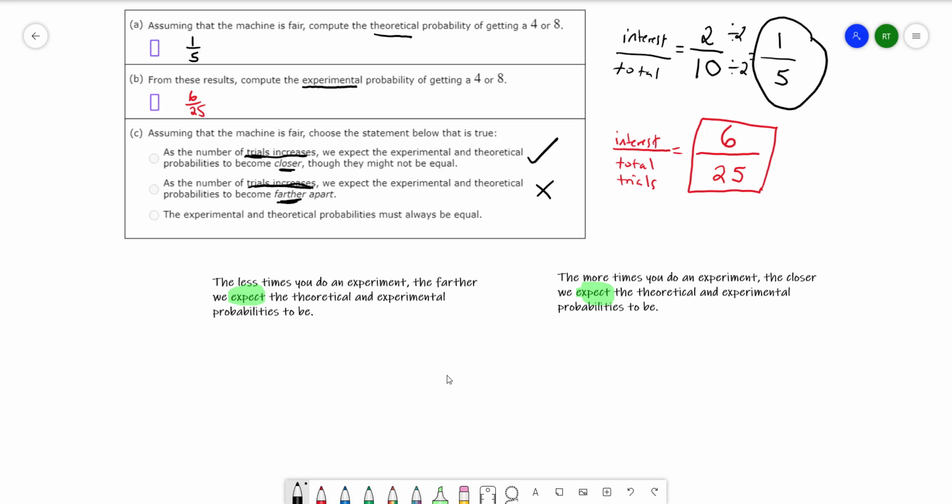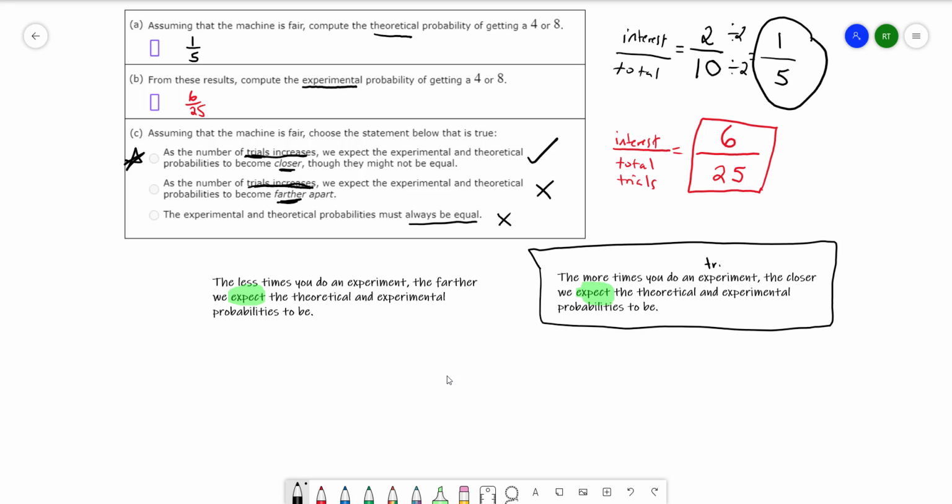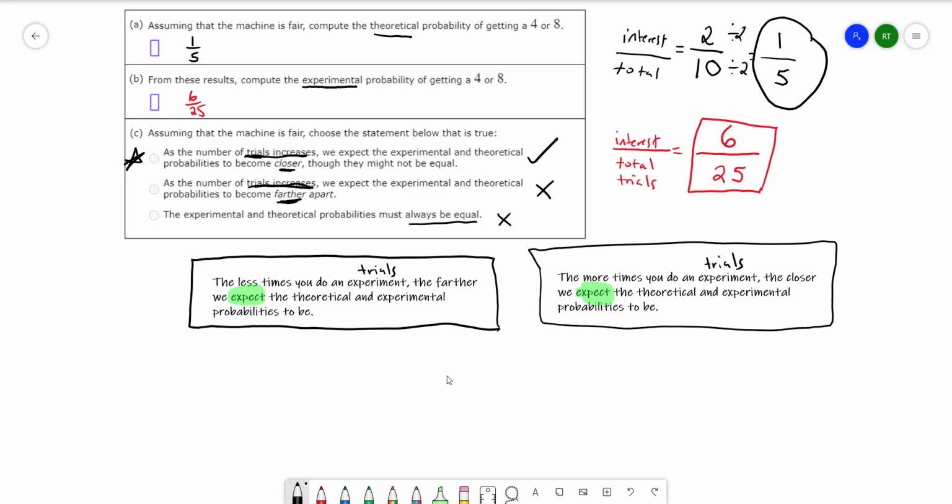And then the last one, the experimental and theoretical probabilities must always be equal. That's also not true. So you're always going to be looking for the case that shows you this, where it's either the one I wrote down here, the more you do an experiment, and keep in mind they refer to the experiment as trials. And the opposite is also true, where if you do the experiment less, or the less trials you have, the farther apart we expect the theoretical and experimental probabilities to be. So that's how you would approach letter C. And that's it. Good luck.